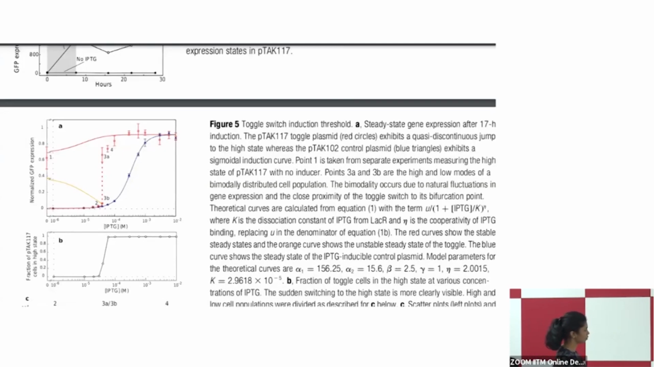So this is some more of the experimental results where they show that it is possible to get bistability, but when the parameters are changed, it is also possible to confine it to a monostable region.